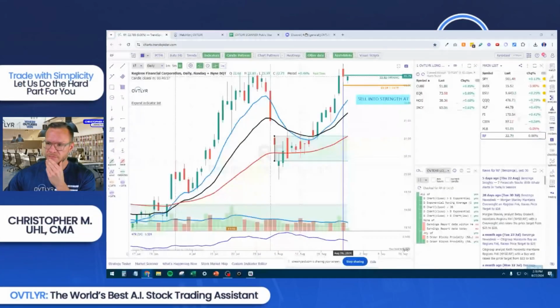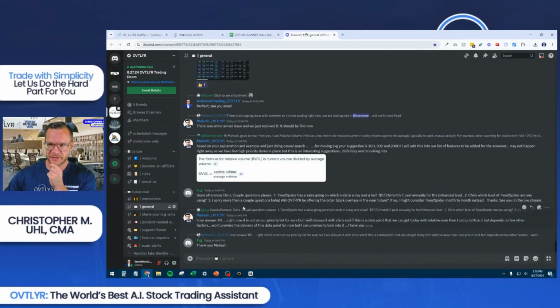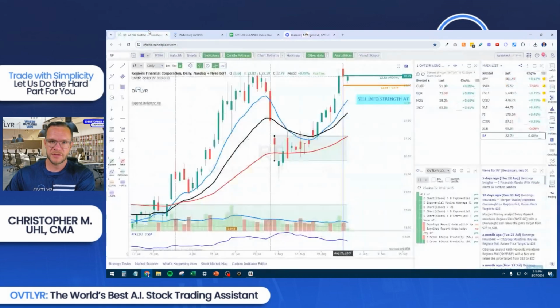Let's jump into the Discord and work on that. We'll start with Tug's question real quick. Tug was asking, TrendSpider has a sale going on. Which level am I using? I am using the mostest advancedest level. I don't actually know what it's called.